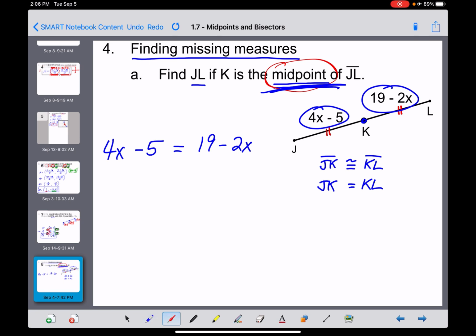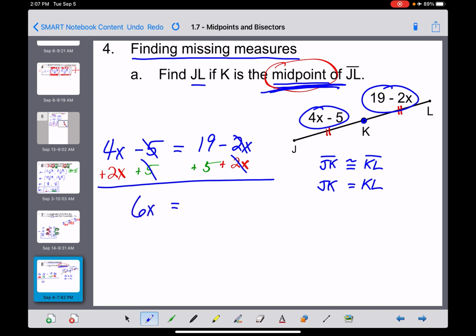I always move the smaller variable term to the bigger one. Negative 2x is the smaller one. So I'm going to add a 2x on the right and the left. And if all of my variables are going left, I want all of my constants to go right. So I'm going to add a 5 on both sides of the equation as well. Okay, these 5's on the left cancel out. These 2x's on the right cancel out. 4x plus 2x is going to give us 6x. And on the right, 19 plus 5 is going to be 24. We are going to divide both sides by 6 here, and we're going to get our answer now for x. X is equal to 4.